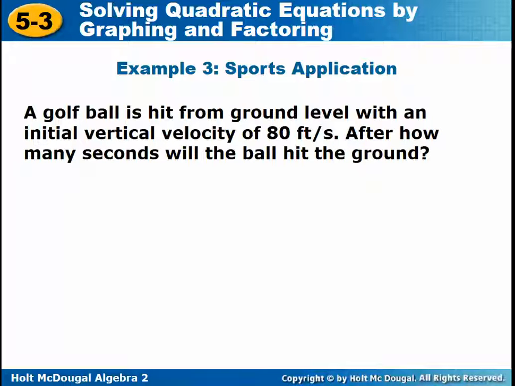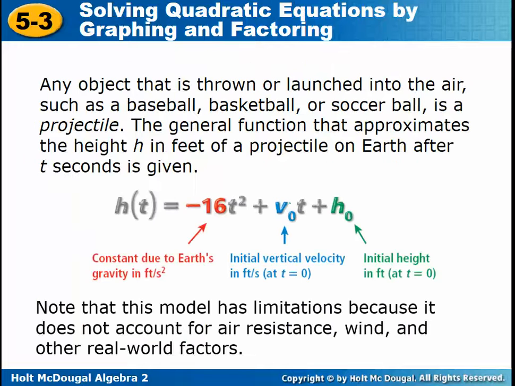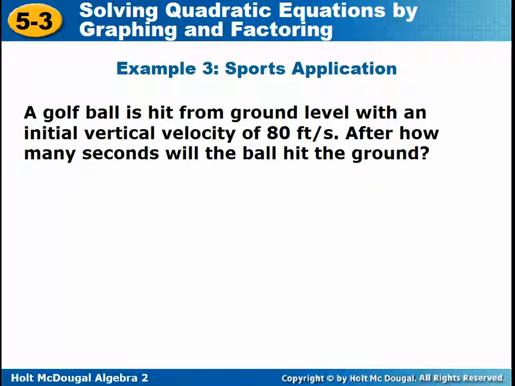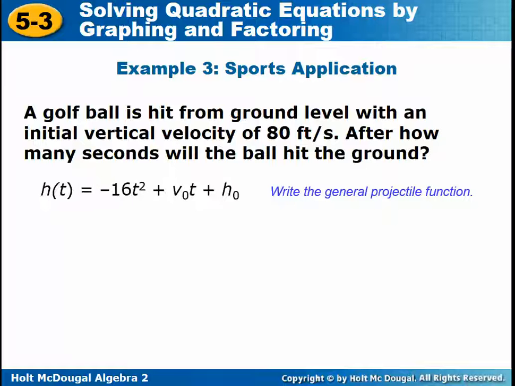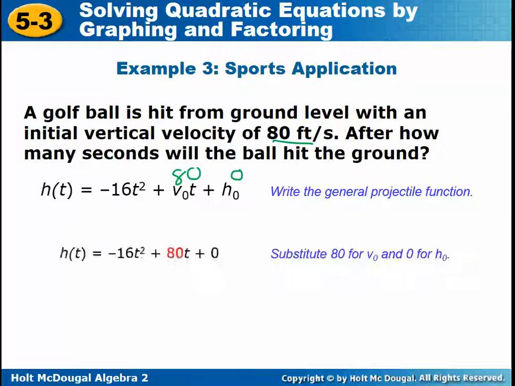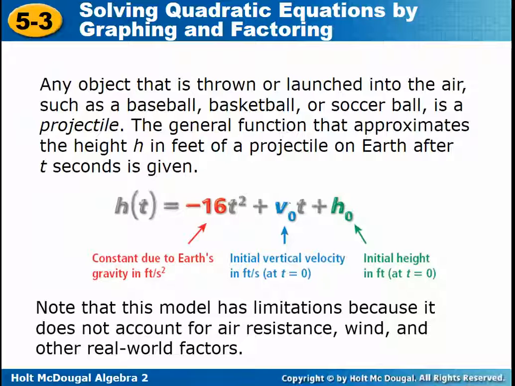This does not account for air resistance, wind, and things like that, but it does account for gravity and initial velocity and height. So here's an application of a golf ball hit from ground level. So the plus at the end is going to be 0. It's hit from the ground. It has an initial velocity of 80 feet per second. And the question is, after how many seconds will the ball hit the ground? So the negative 16 t squared stays in every one of them. We plug in our initial velocity of 80 here. This is going to be 0 because it's hit from ground level. So we can write an equation of a projectile using this general projectile function.